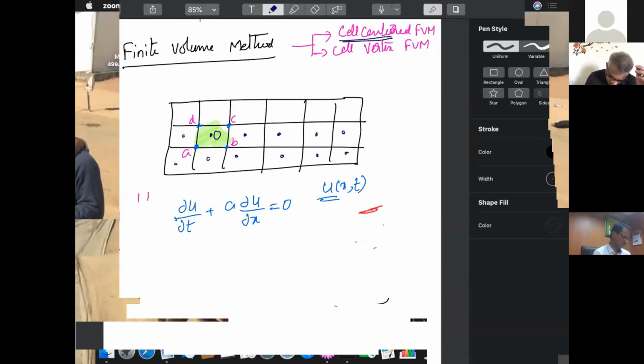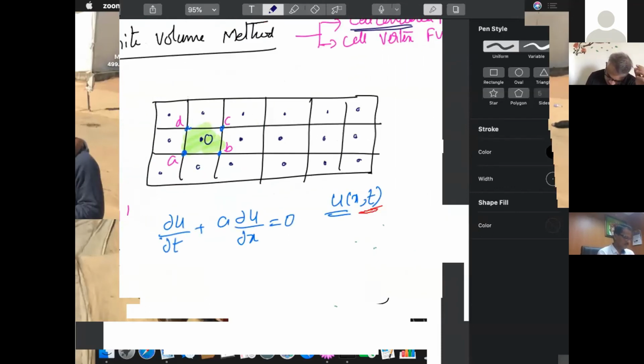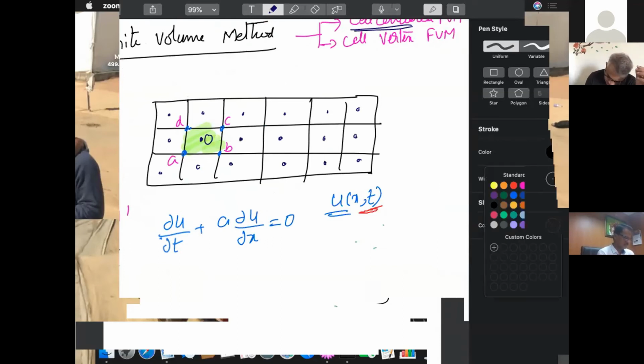You are storing values at these points. And the question, this is called the basic idea. The storage is at the cell centroids, so it is called cell-centered finite volume method. If the storage happens at the cell vertices, then it is called cell vertex finite volume method.